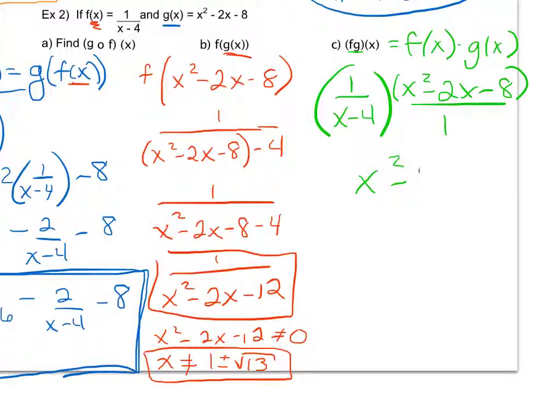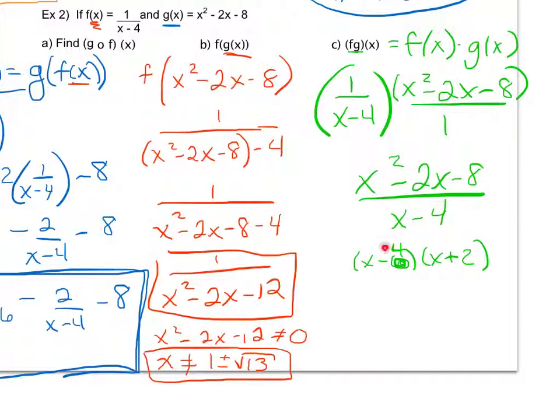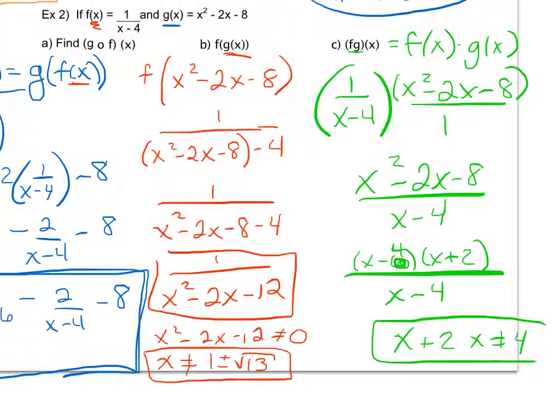So I multiply straight across the top and straight across the bottom. I always check to see if I can simplify. This is now a rational expression. I can see that the top factors to be x minus 4 and x plus 2, because negative 4 times 2 is negative 8 and negative 4 plus 2 is negative 4, all over x minus 4. So my x minus 4's cancel out, leaving me with x plus 2 as long as x does not equal 4. And there's my simplified result with my domain restriction.